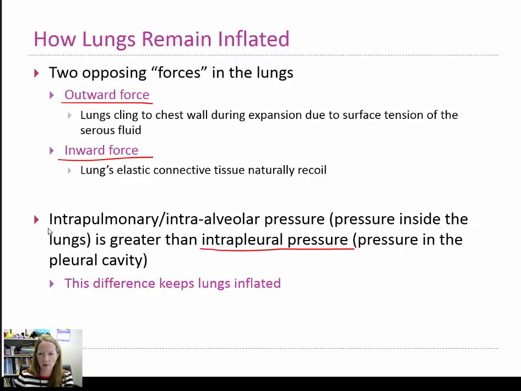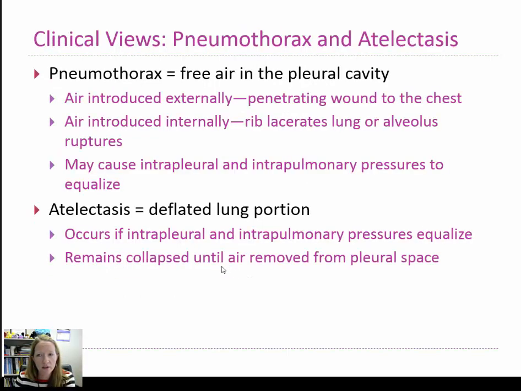Let's talk about what happens whenever these two pressures equal one another. So again, you always want this pressure, the pressure inside of the lungs, the intrapulmonary or intra-alveolar pressure, you can use those interchangeably, we'll talk more about these pressures in the next section, you always want this to be greater than the intrapleural pressure. So let's talk about what happens whenever they're not. They're going to be equal.